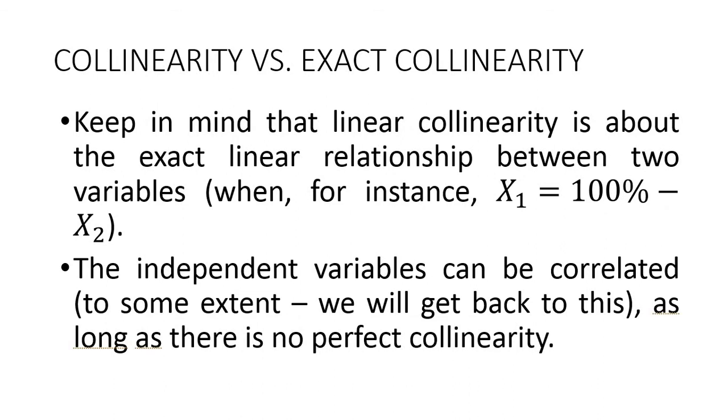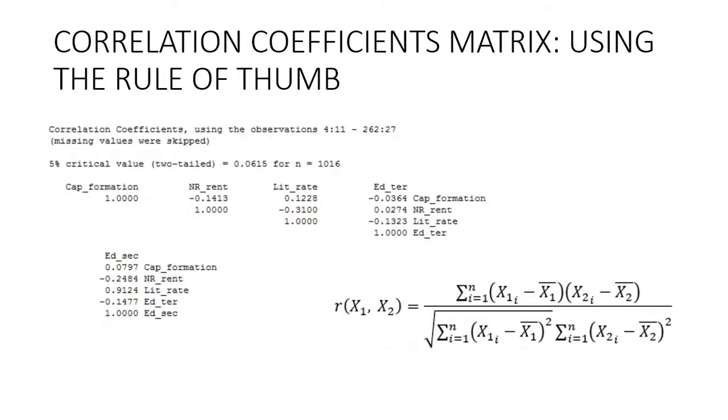There is a difference, however, between collinearity and exact collinearity. Exact collinearity is about the exact linear relationship between those variables. However, some variables can be correlated, at least to some extent, as long as there is no perfect collinearity. You can do something like this in GRETL. First of all, here you can find the formula for calculating the correlation coefficients between two variables.